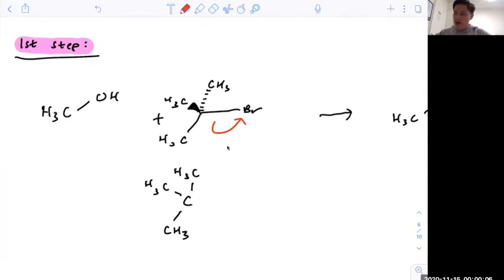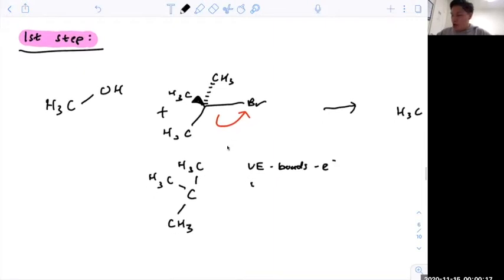So let's do a quick formal charge. Formal charge is the valence electrons minus the bonds, and then minus the electrons that it has, right? So here I see carbon is a 4. It has three bonds connected to it, right? 1, 2, 3. So 3. And then it has no lone pairs of electrons, so 0. So this makes it a positive 1. So here we have a positive carbon.